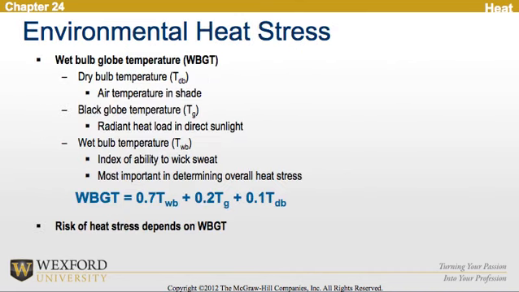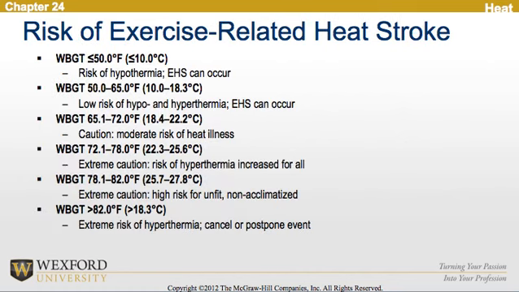Now, looking at environmental heat stress, what we would look for is the wet bulb globe temperature, where the dry bulb temperature is the air temperature in the shade. The black globe temperature is the radiant heat load in direct sunlight, and the wet bulb temperature is the index of the ability to wick sweat, the most important in determining the overall heat stress. And what we see is that the risk of heat stress depends directly on the WBGT.